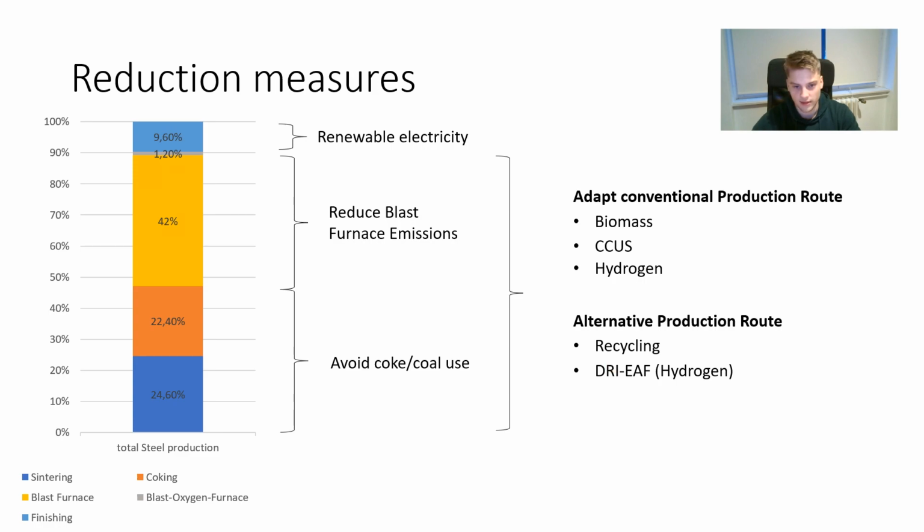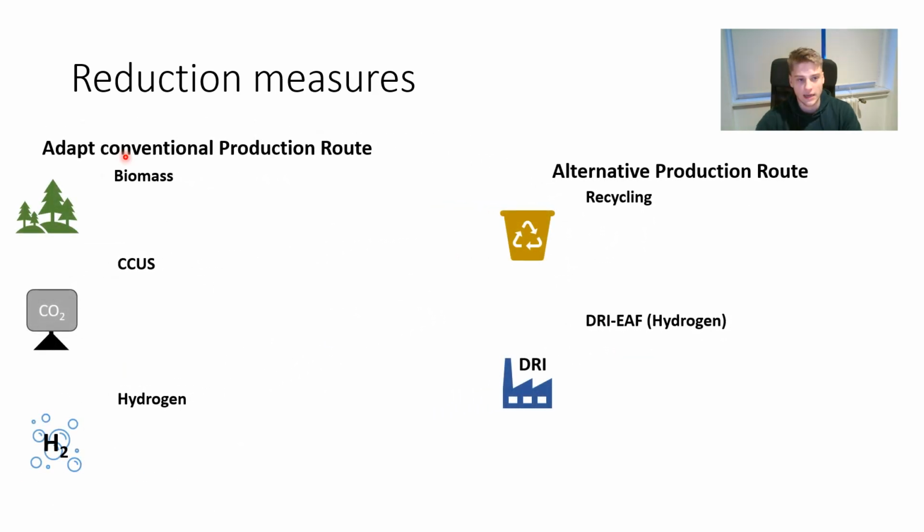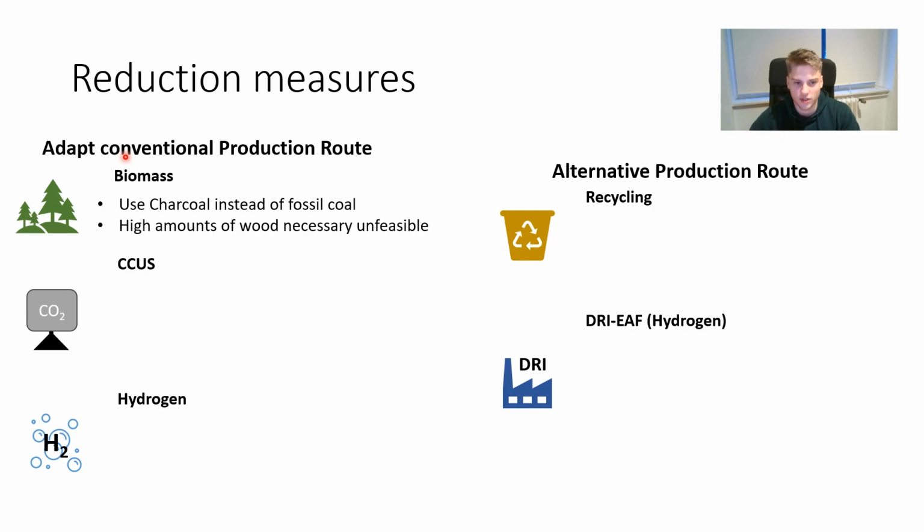Now go more into detail on these reduction measures. Biomass proposes the use of charcoal instead of fossil coal. This basically says, okay, let's burn wood instead of fossil coal. The advantage is that the carbon dioxide that is emitted was previously sucked out of the atmosphere when the tree was growing. So we have so-called biogenic emissions here, and the idea is that by burning wood there's no extra CO2 emitted into the atmosphere, which would be the case if we would burn fossil coal from the ground.